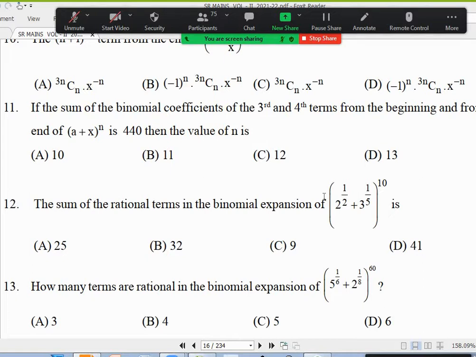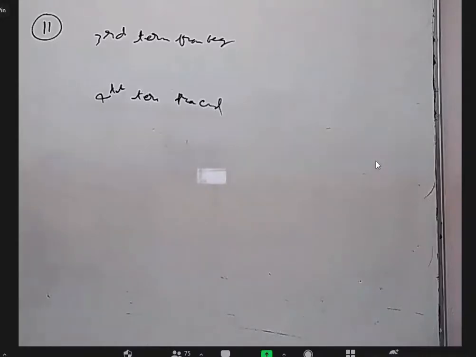The sum of the binomial coefficients, only binomial coefficients, okay, not the terms, of third term from the beginning and fourth term from the end is 440. I think we could have given like that. Okay, so third term from the beginning and fourth term from the end, their sum is 440.